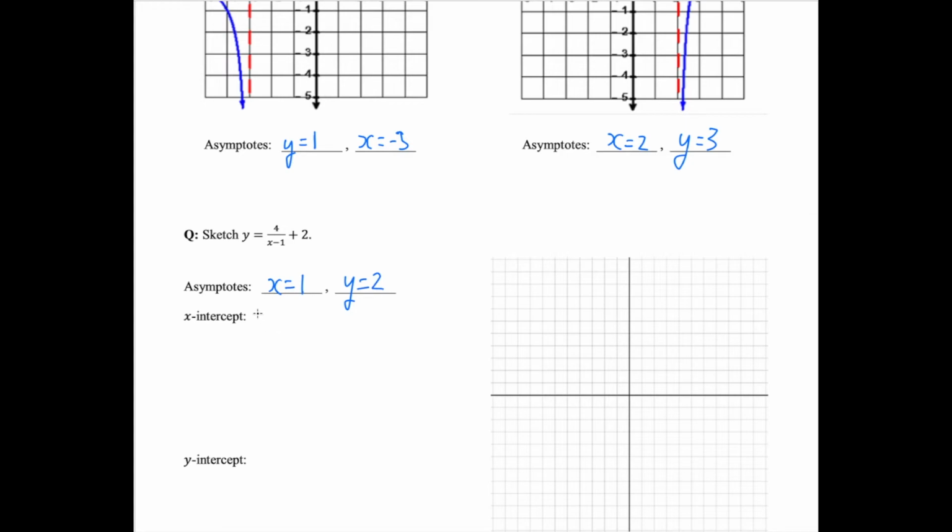To find the x-intercept, we let y equal to 0. So 0 is equal to 4 over x minus 1, plus 2. To solve for this, we can take away 2 from both sides. So minus 2 equals 4 over x minus 1. And like I said earlier, you can swap this number and this number around. So you're left with x minus 1 is equal to 4 over minus 2.